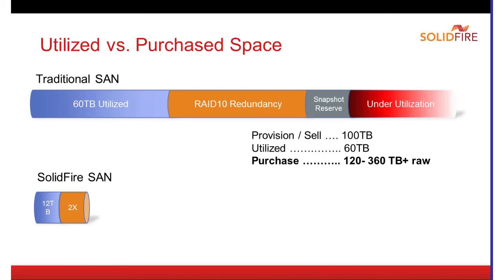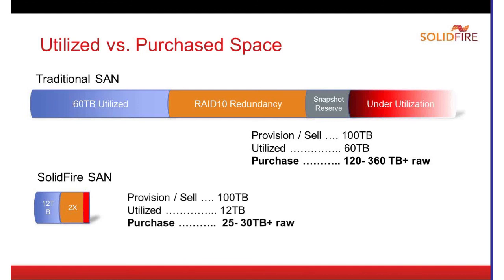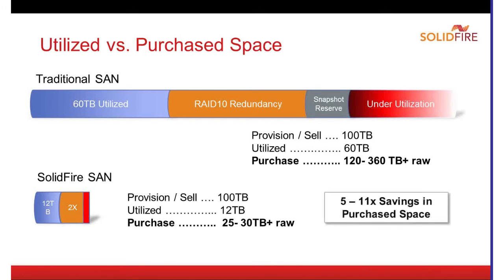We don't have any snapshot reserve or system space or anything like that. And we're certainly not going to claim you can run the system at 100% utilization. But again, we think it's much easier to get to 80 or 85% than you would be with the traditional storage array. So the net result is for that 100 terabytes that you've provisioned and sold, you're actually only needing to purchase 25 to 30 terabytes of raw capacity. And so you have a significant savings here, anywhere from 5 to 11x savings of the capacity that you need to purchase versus a disk-based array when you're looking at raw capacity.